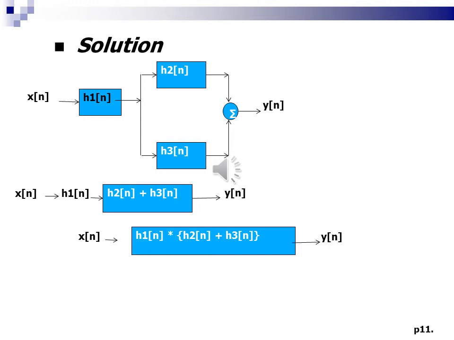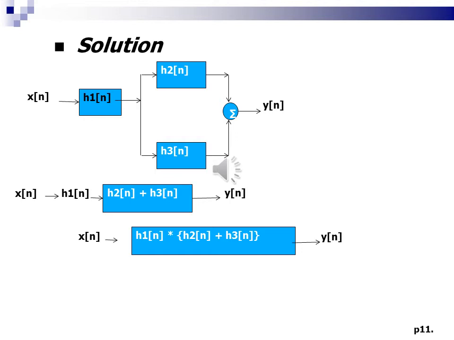Step by step, let's use the properties and reduce this overall system representation into a single system. As we said, h2n and h3n are connected in parallel. The distributive property tells us that when two systems are connected in parallel, their impulse responses get added together. Therefore, h2n plus h3n will be the resultant impulse response of the new subsystem. That was shown in the second block diagram. So x of n is applied as an input to h1n, and the output of that system is applied as an input to the next system.